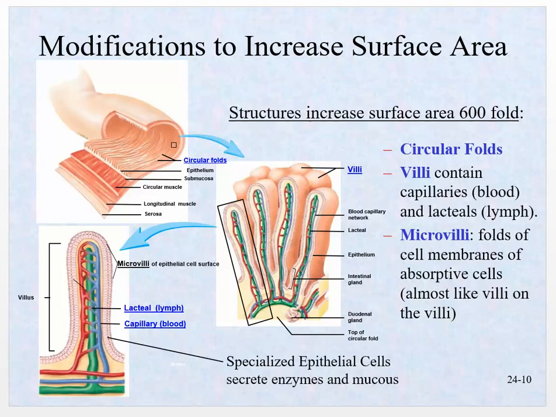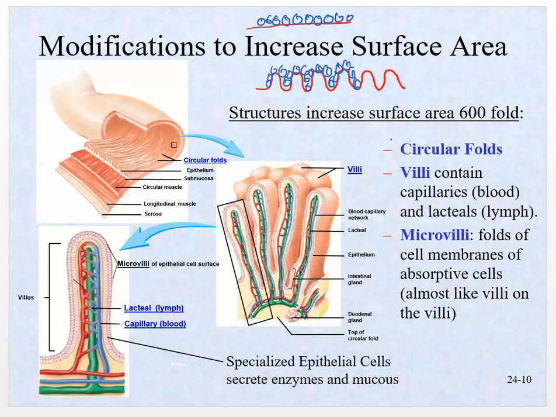Okay, so modifications of the small intestine. Here we're talking about the small intestine increasing its surface area. If you were to break open an intestine, you would see that it is not smooth on the inside. That would be inefficient, because you want to have it rougher. You can see from this picture that if you have a smooth surface, you really only have this much surface area for absorption. But if you rough it up a little bit, then you can have a lot more surface area for absorption. You've got a lot more surface area if you fold it up.